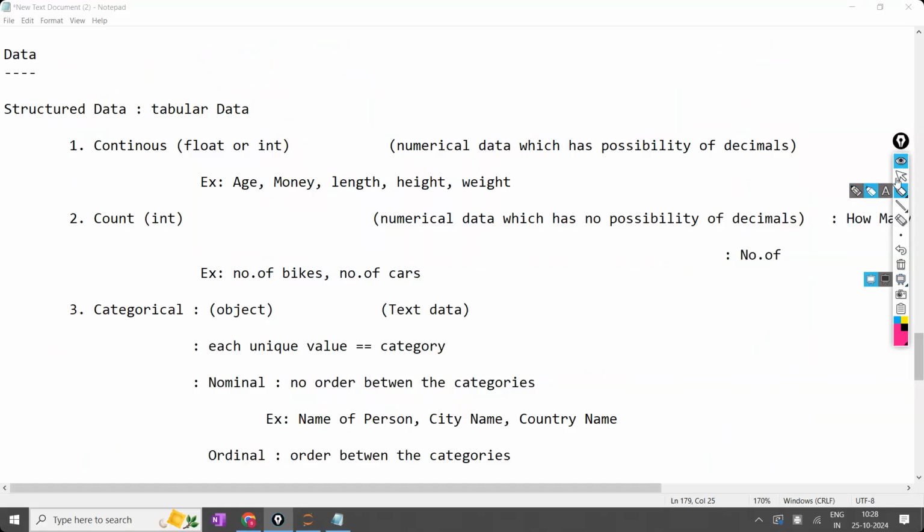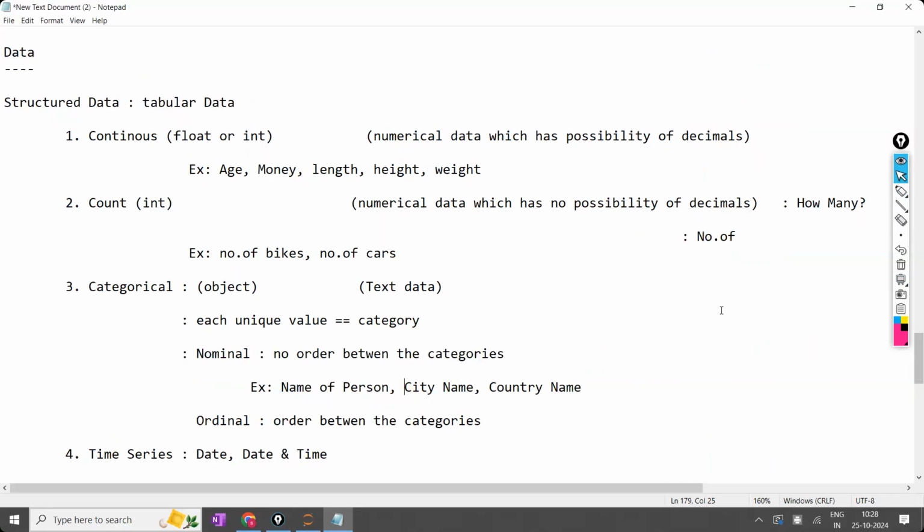Everyone? So please write in the notes. If everything is clear, write in the notes. If not clear, ask what questions you have. Every text comes under categorical only. Along with that, employee ID, only a number, a serial number, also comes under categorical only. Each person has one, no? Separate category, no?